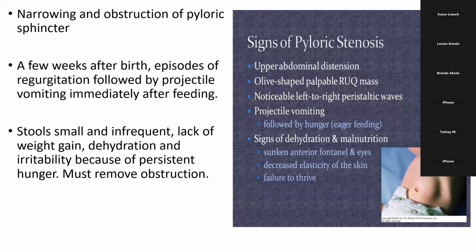All right, pyloric stenosis. This is where we have narrowing and obstruction of the pyloric sphincter. This mostly happens in infants, but it can happen to people as they get older. So if it happens to the baby a few weeks after they're born, they'll start to have episodes of regurgitation at first. Eventually, it'll become the projectile vomiting, and it'll happen right after they eat.